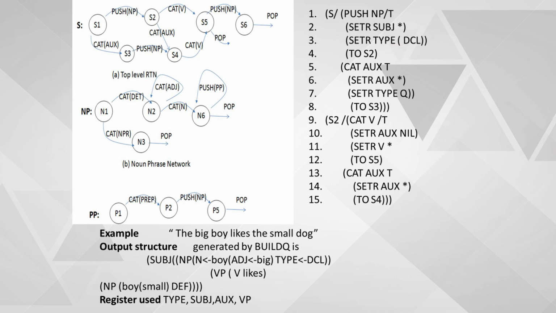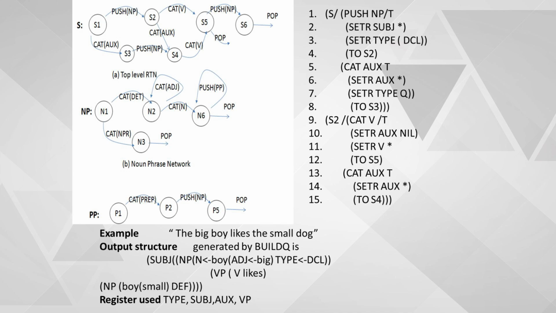If the second arc auxiliary test is true, then the register auxiliary will be set to that register. For example, can I have your pencil? So, can is an auxiliary word. So, can will be stored in the auxiliary register, and in that case the type register will be set to a question mark, and then it will move to the next node.